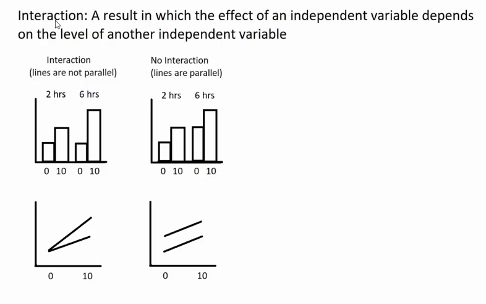Another way to think about it is it's when the effect of A on B depends on C, a third variable. In this case, in this imaginary result, at the left end, the effect of studying on exam performance depends on sleep. The effect of A on B depends on C.